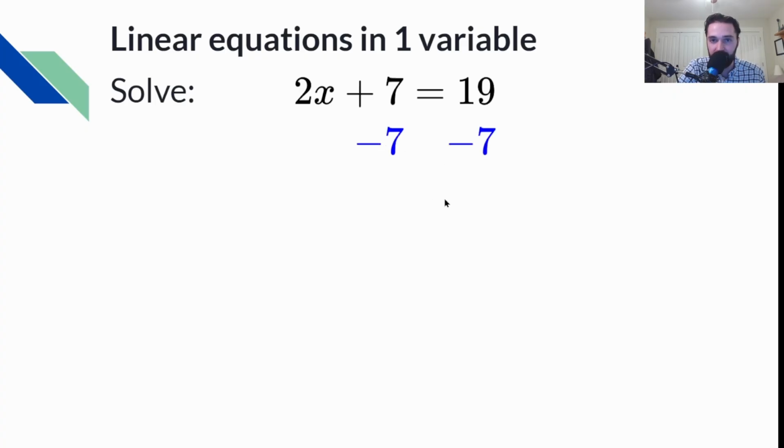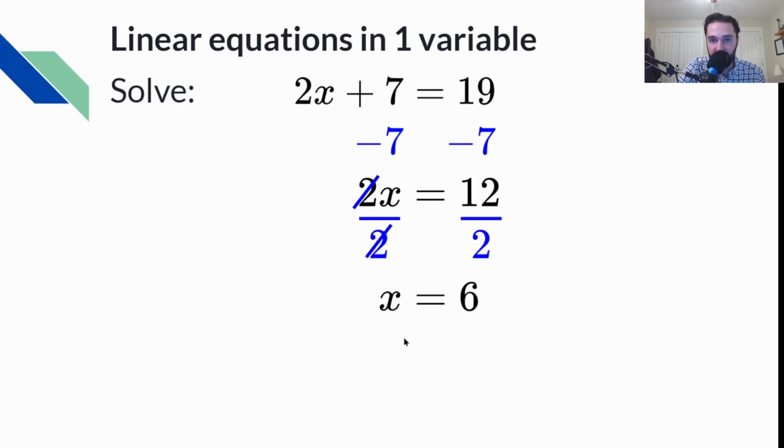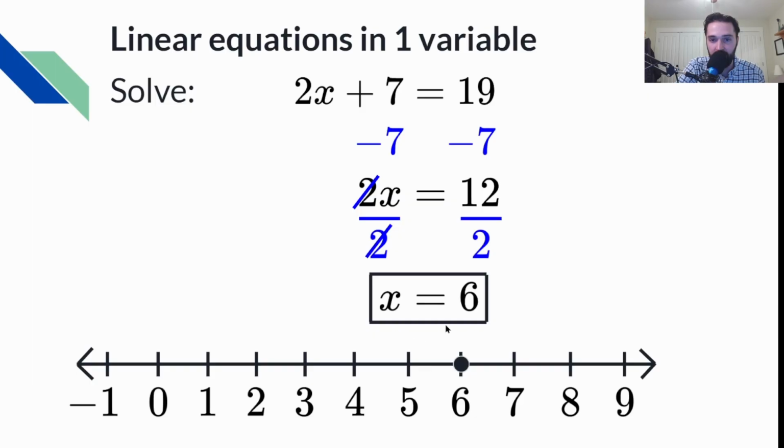We're trying to isolate x. So then we divide both sides by 2. And on the left-hand side, the 2's cancel. So we get x equals 6. That's my final answer. And if I wanted to visualize this, I would plot a point on the number line. So a point is the geometry of this equation.